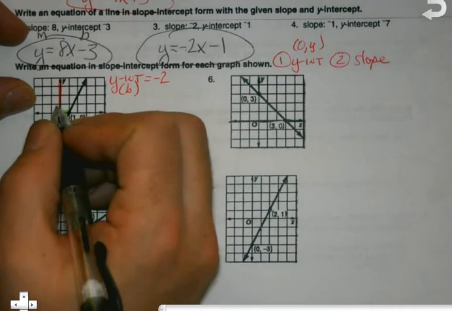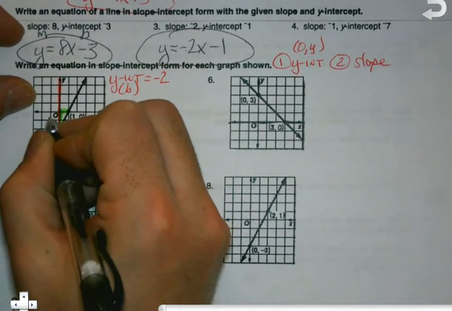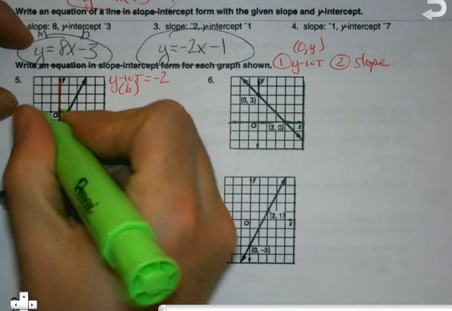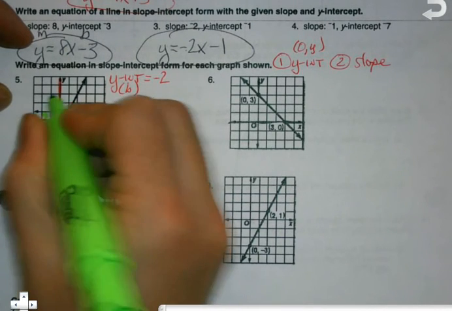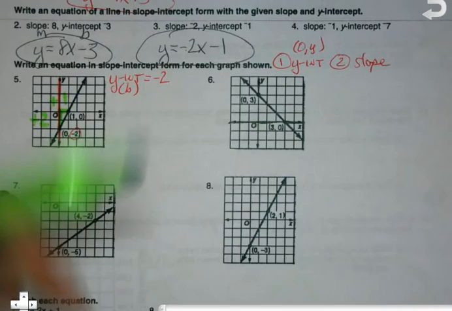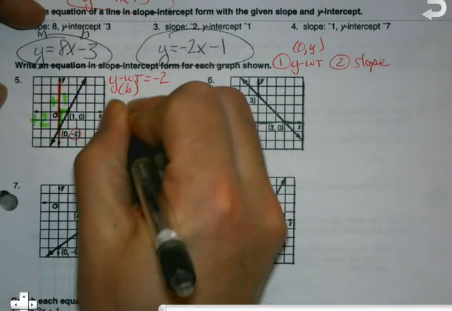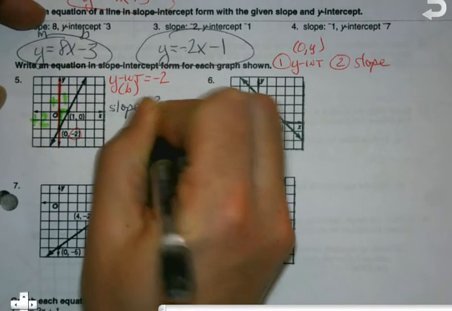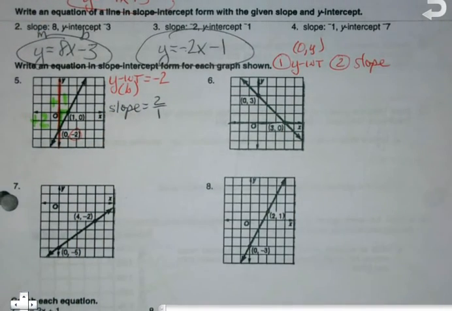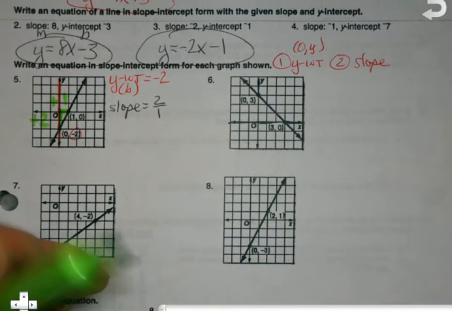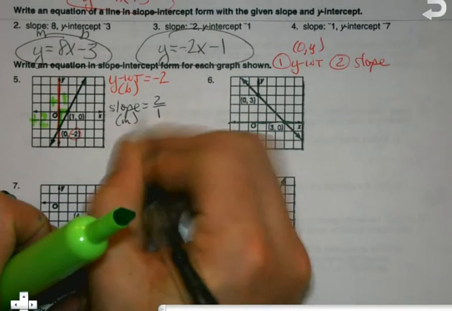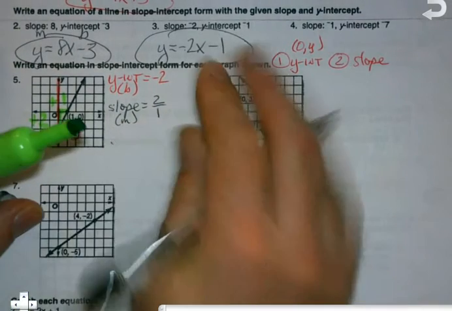Nope. Unless, right, nope. So like here, I went up 2, which would be +2, and I went right 1, which would be +1. So my slope would be 2 over 1. So I went up and right. We talked about if I go up for slope, it's positive. If I go right, it's also positive. So once I know those two things, I'm ready to do my equation.